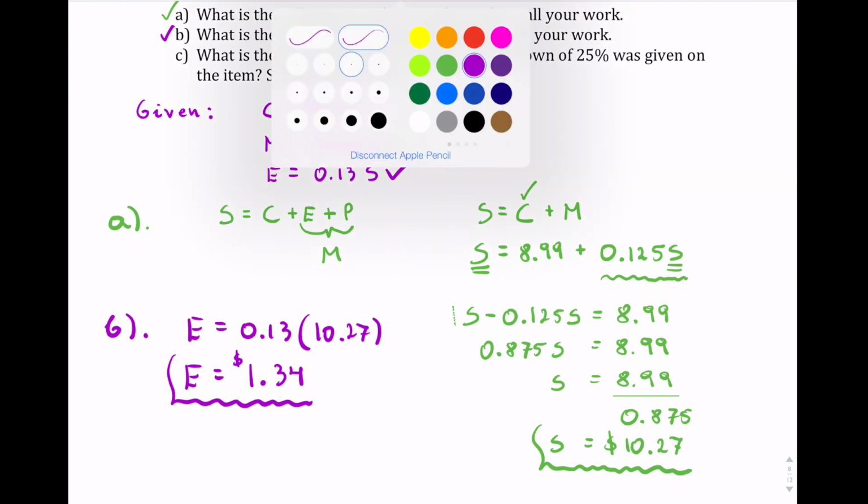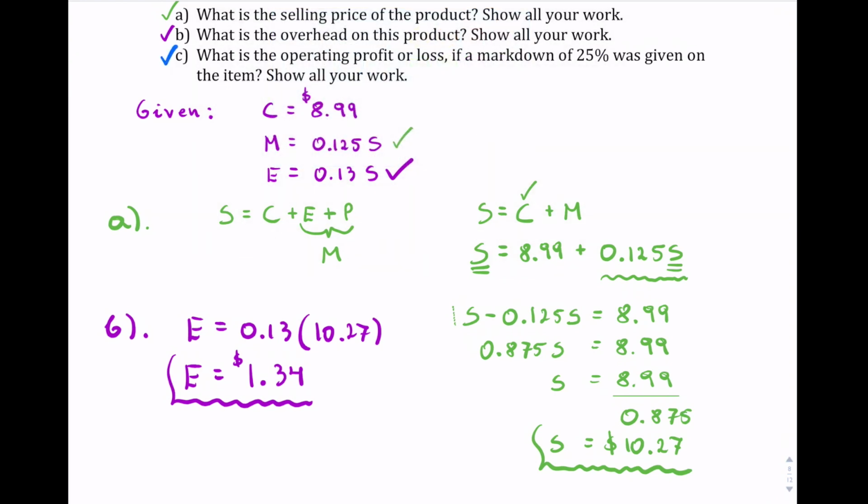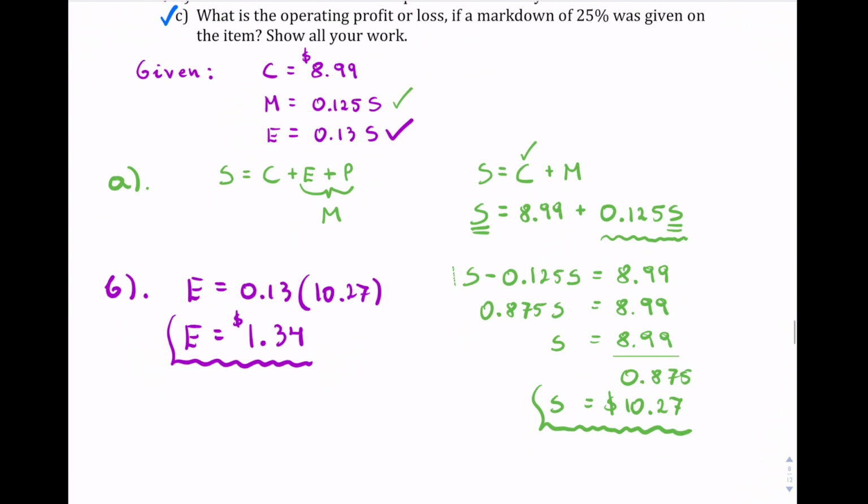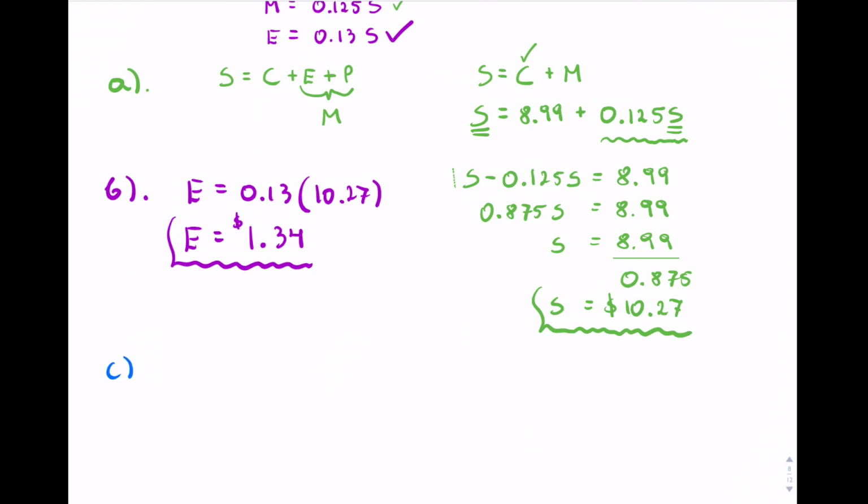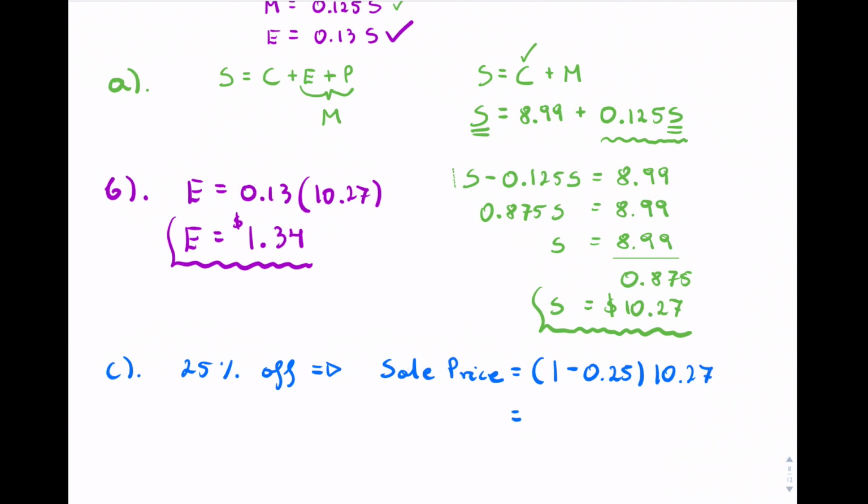Now part C says, what is the operating profit or loss if a markdown of 25% was given on the item. Okay, so for part C, we know that there is a markdown of 25% off, which means that our sale price is going to be 25% off the regular price. So let's find that out. So that is $7.70. That's our sale price.